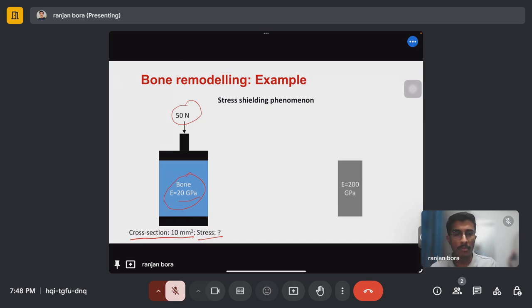So we know the stress is F by A. We have already discussed this. So F is 50, area of cross section is 10, so it will be 5 megapascal. Stress in bone is 5 megapascal.